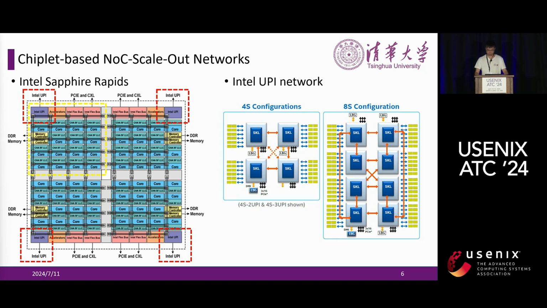Let's see some examples. This is Intel's Sapphire Rapids chip, which consists of 4 dies. On each die, there is a 2D torus on-chip network. And on the package, 4 dies form a large 2D mesh network. On the 4 corners of the package, there are 4 UPI interfaces for higher level networks. This is a typical chiplet-based network. We have a network on chip, a network on package, and a network among packages.